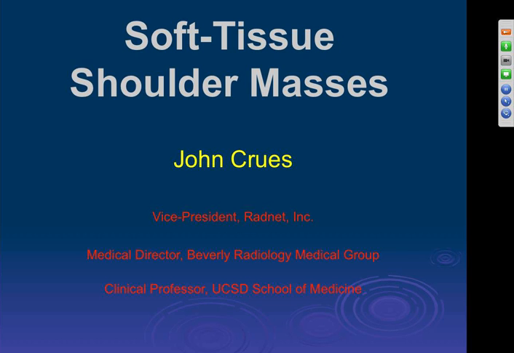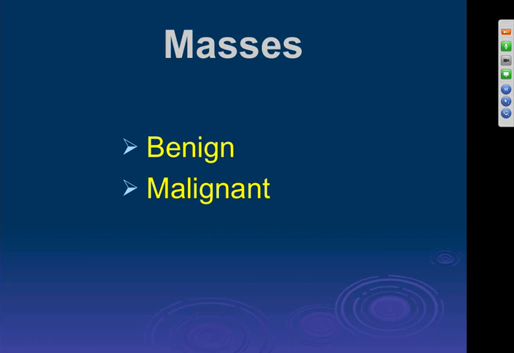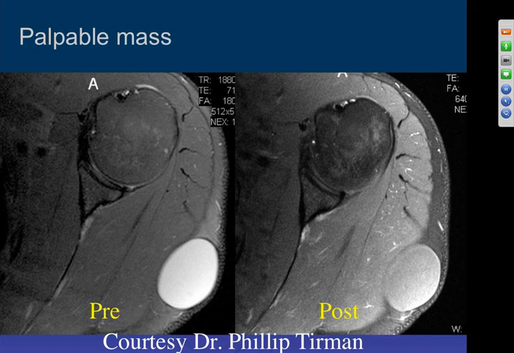So let's just do show and tell of soft tissue shoulder masses. We'll start out with some benign ones and then head to the malignant lesions. So Brian, why don't you take this one?